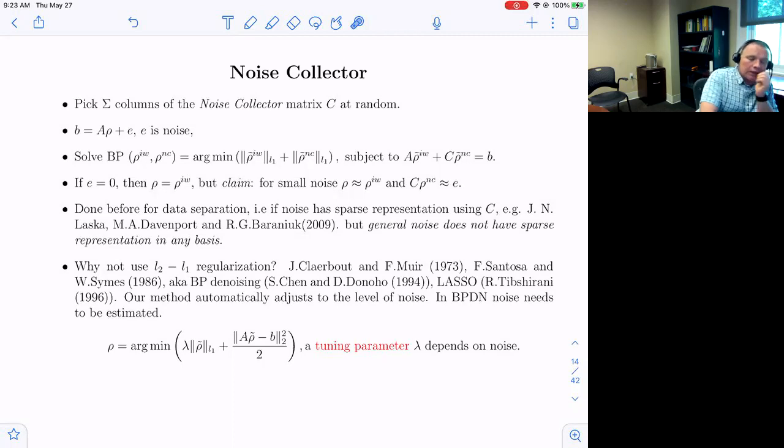The method, this L2, L1 method, is this. You're just minimizing the L2 norm of the misfit between your data and your guess, and the L1 norm of the solution, the reflectivity. And then there is a tuning parameter lambda that, depending on your estimate of the strength of the noise, you can choose so that you optimally recover the signal.